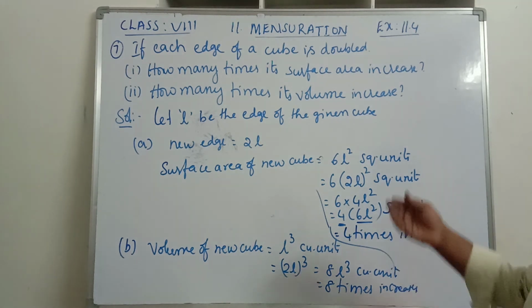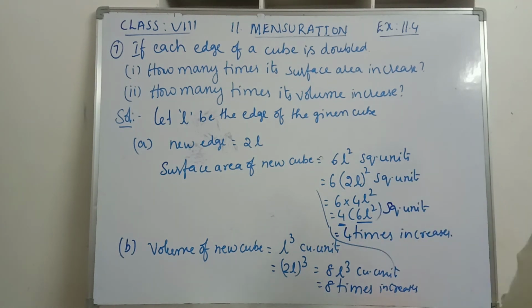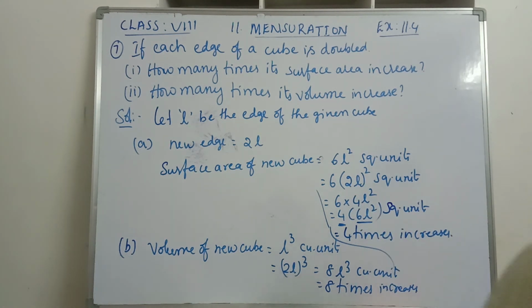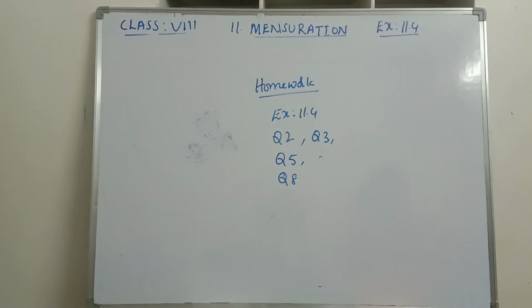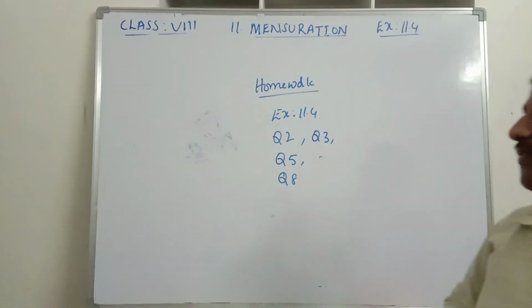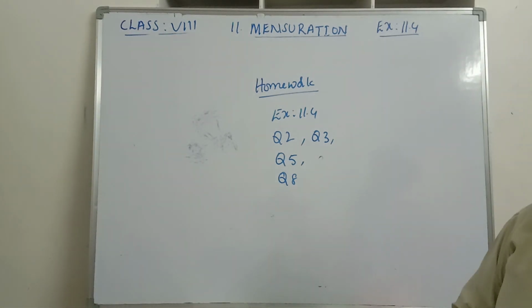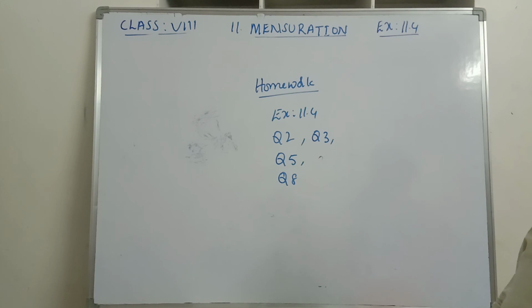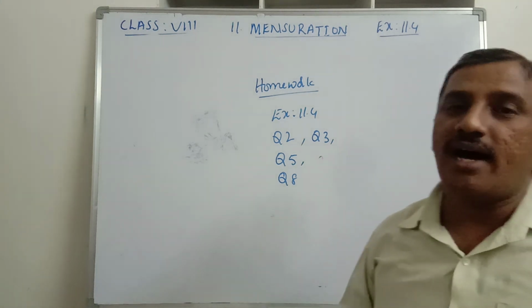Is it clear, children? Like this we will find the answers to the questions from exercise number 11.4. I hope you understood the 7th bit. I hope you understood today's concept, that is the volume of three-dimensional shapes: cuboid, cube and cylinder. Today's homework is exercise 11.4, questions number 2, 3, 5 and 8.